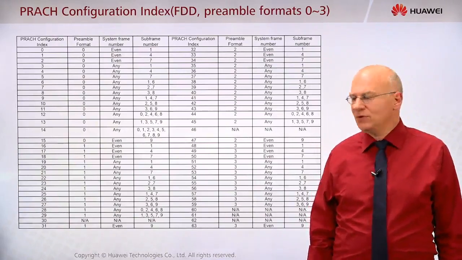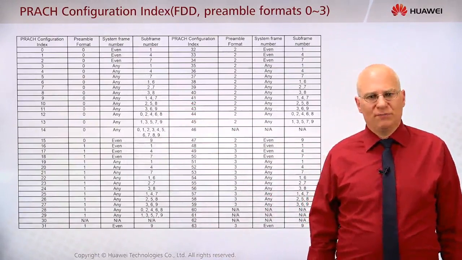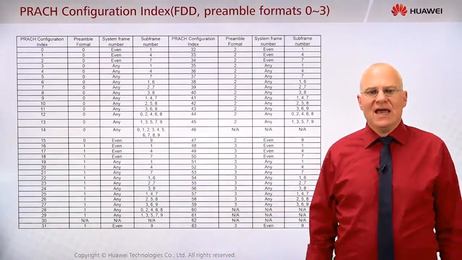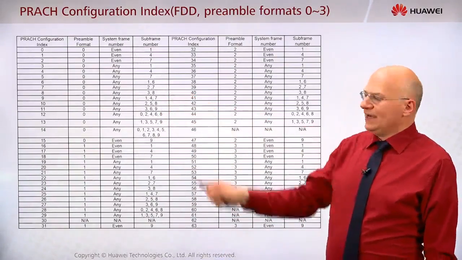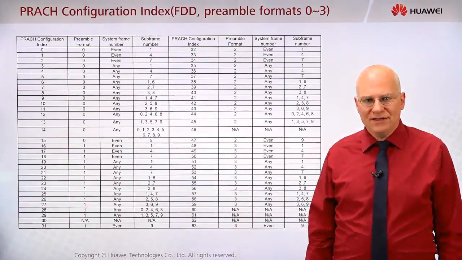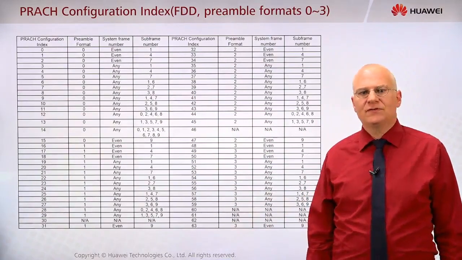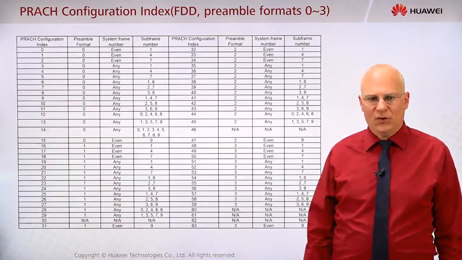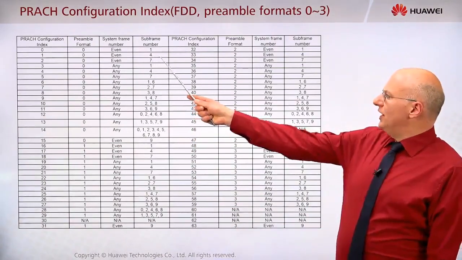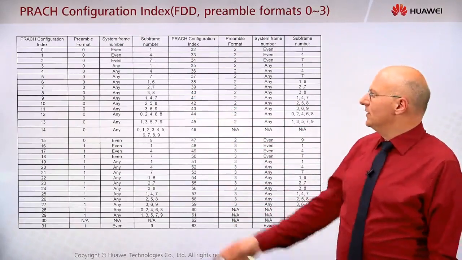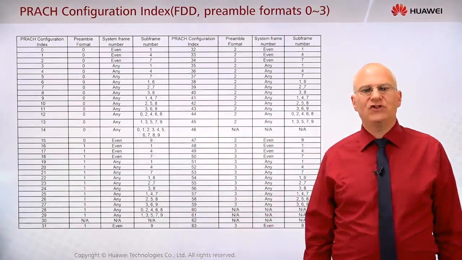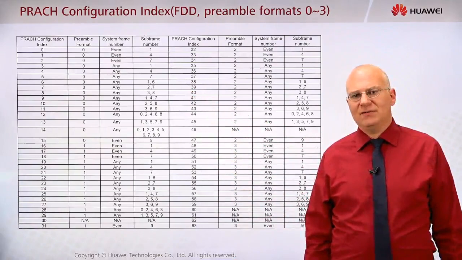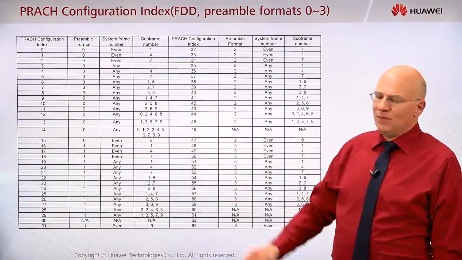So the smaller numbers correspond to the small formats, like format 0 is the smallest format. And it means that the random access can occur only in the even system frames. So in system frame 0, 2, 4, and so on. And the configuration index also defines the subframe in the system frame which can be used for the random access. So we have only one subframe where the random access can be sent. This is subframe number 1.